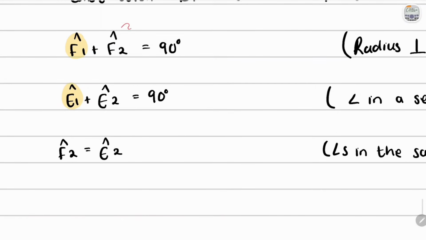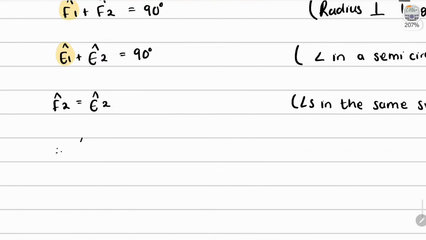So it's kind of like this, let's say it was 60 degrees. And then we also found that, okay, since they're equal, E2 is also 60 degrees. So that would mean that F1 and E1 both have to be 30 degrees for them to add up to 90 degrees. Okay, and that's how we prove that. So therefore, angle F1 is indeed equal to angle E1.